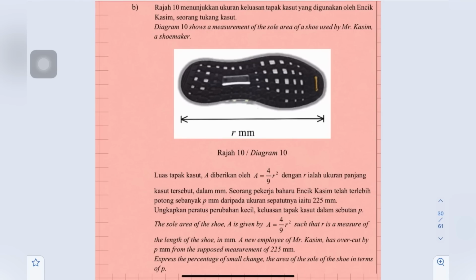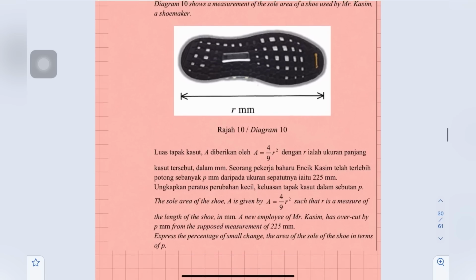B. Diagram 10 shows a measurement of the sole area of a shoe used by Mr. Kasim, a shoemaker. The sole area of the shoe, A equals 4 over 9 R squared, such that R is a measure of the length of the shoe in mm. A new employee of Mr. Kasim has overcut by P mm from the supposed measurement of 225 mm. Express the percentage of small change, the area of the sole of the shoe in terms of P.